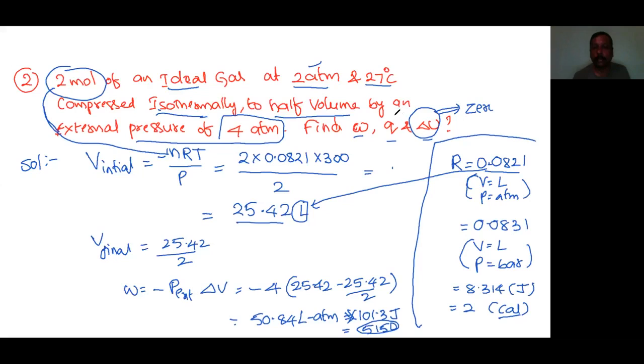Work done and Q will be the same in magnitude, only the sign differs. During compression, work is done on the system, therefore work will be positive and Q will be negative. So note this down.